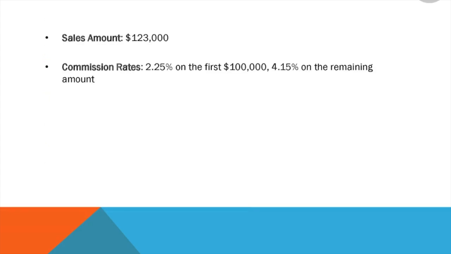For Greg's payroll calculation, we have a sales amount of $123,000. For the commission rates, it's 2.25% on the first $100,000, and then it's 4.15% on the remaining amount.